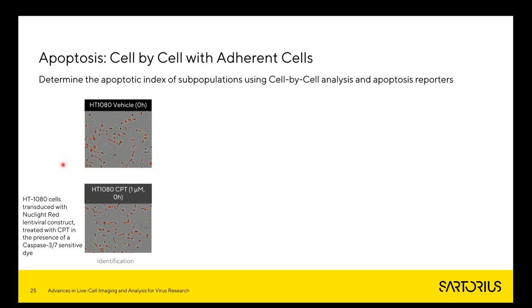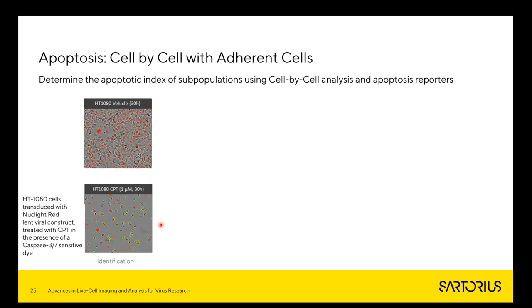In this example, we've got some HT1080 cells, which are adherent cells, that were transduced with a Nuclight Red lentiviral construct to express RFP in the nucleus. Then the cells were treated with a compound, camptothecin, in the presence of a caspase 3/7 sensitive dye in the green channel to measure apoptosis. After 30 hours, we can see a clear difference between these two conditions: a drop in the red signal and an increase in the green signal. Then we can use cell-by-cell to segment each individual object by solely using the HD phase channel. But the real beauty comes when you can next perform subpopulation analyses using the fluorescence intensities of each individually segmented object.